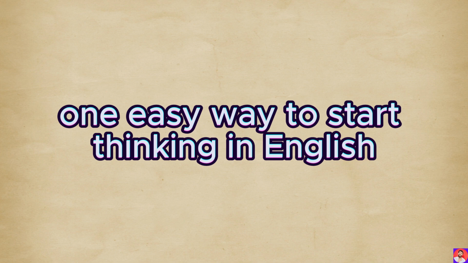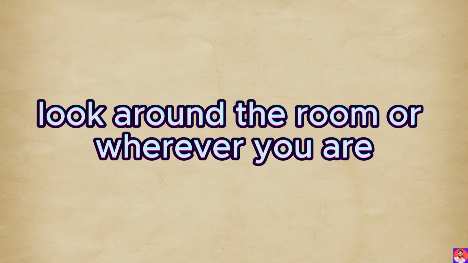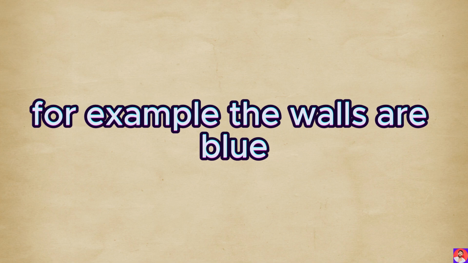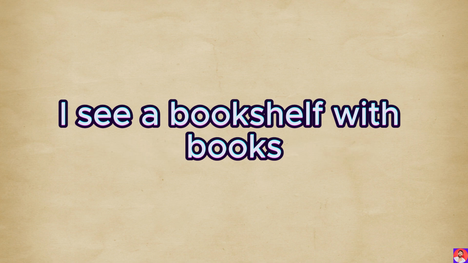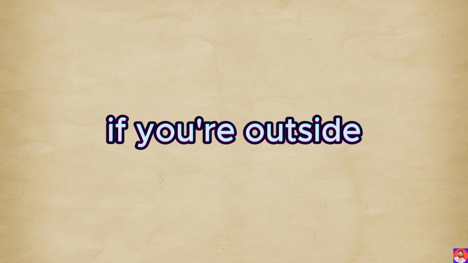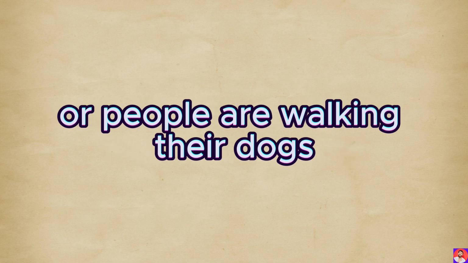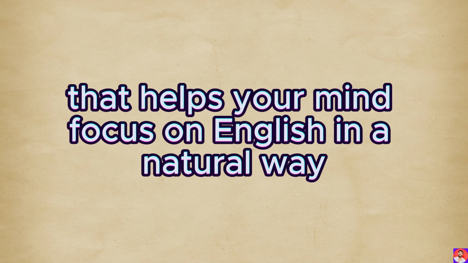Number 3, describe what you see. One easy way to start thinking in English is to describe things around you. Look around the room or wherever you are and describe what you see. For example, the walls are blue. There is a window with sunlight coming in. I see a bookshelf with books. If you're outside, describe things like the weather is sunny or people are walking their dogs. This is a simple, effective exercise that helps your mind focus on English in a natural way.